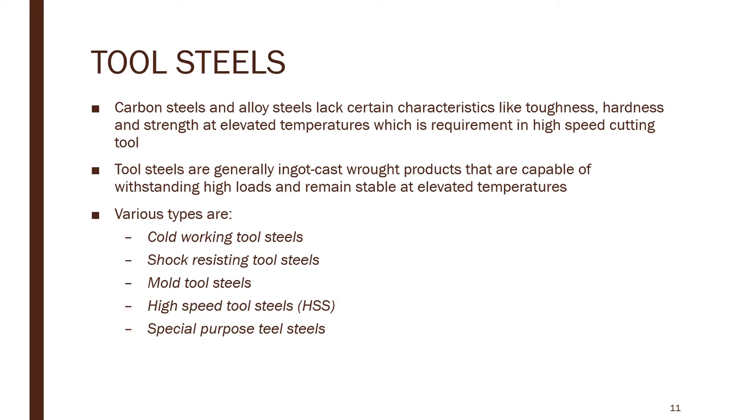And different types of steel classified under tool steels are cold work tool steel, shock resisting tool steel, mold tool steel, high speed tool steel, which is called HSS, and special purpose tool steel. Of all these five types, the high speed steel is widely used in manufacturing applications. So we'll discuss that.